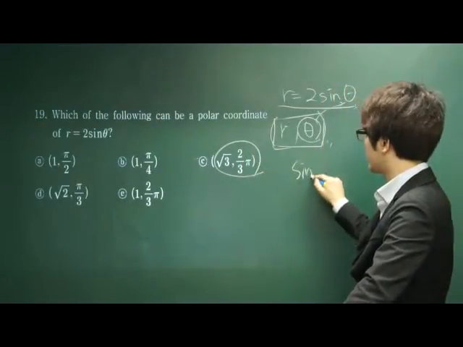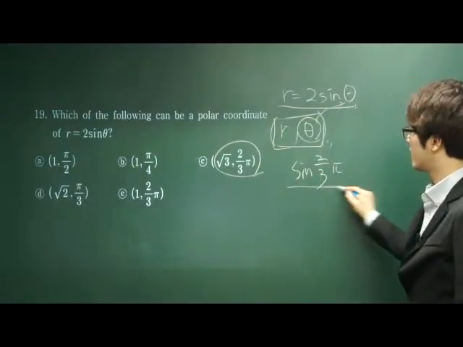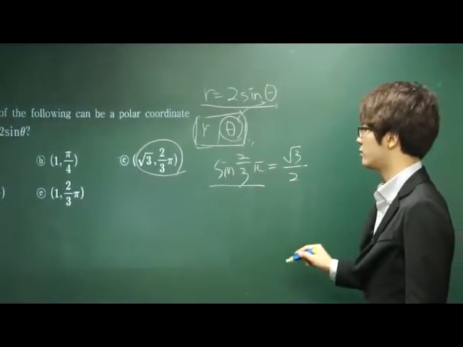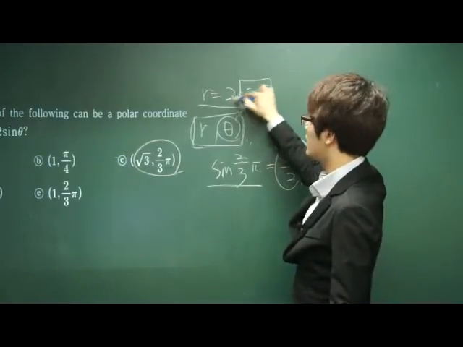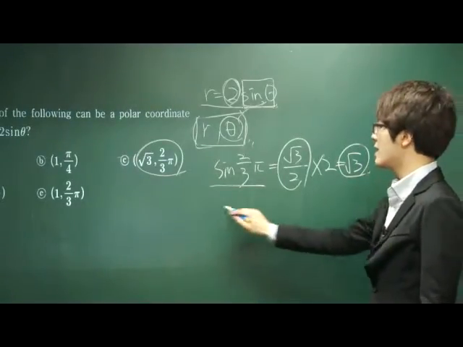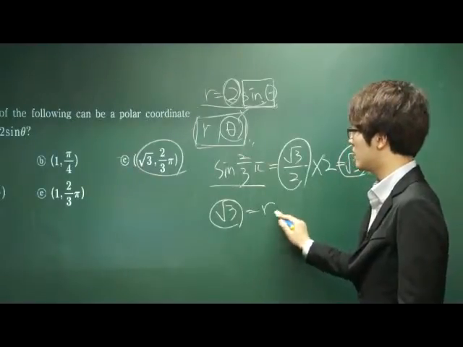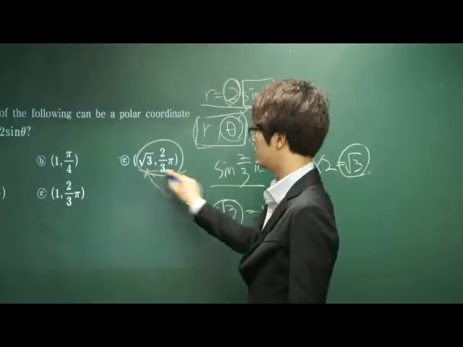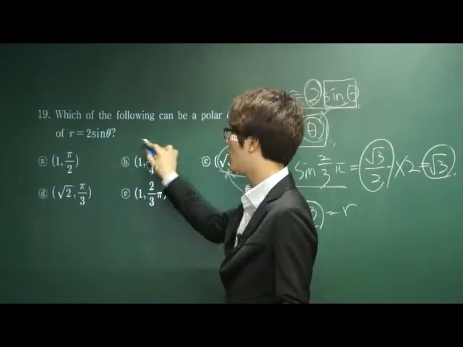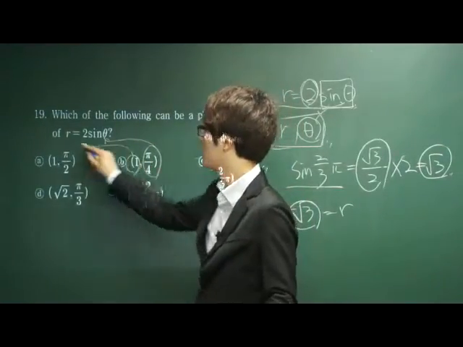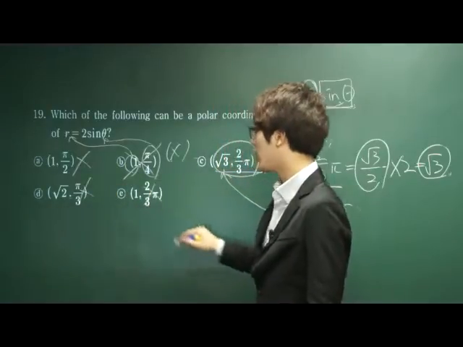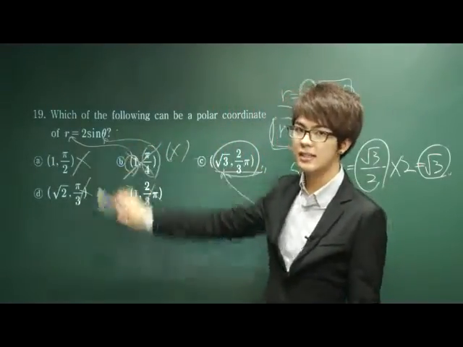I mean, the sine of 2 over 3 pi is equal to square root of 3 over 2, right? But we've got to multiply by 2. Multiplying by 2, we are left with square root of 3, right? And square root of 3 is the radius, and it says the radius here. Therefore, C satisfies. For the other answers, just put pi over 4 in place of theta, and you won't get 1. You will not get 1, right? So B, A, D, E are not the answers. Only C satisfies this equation.